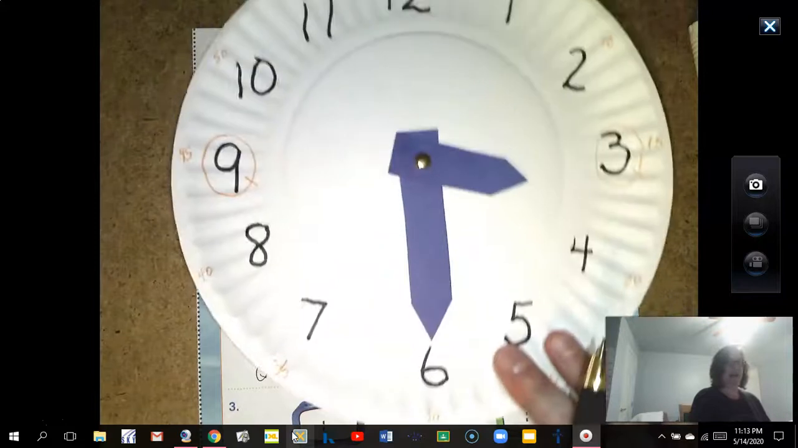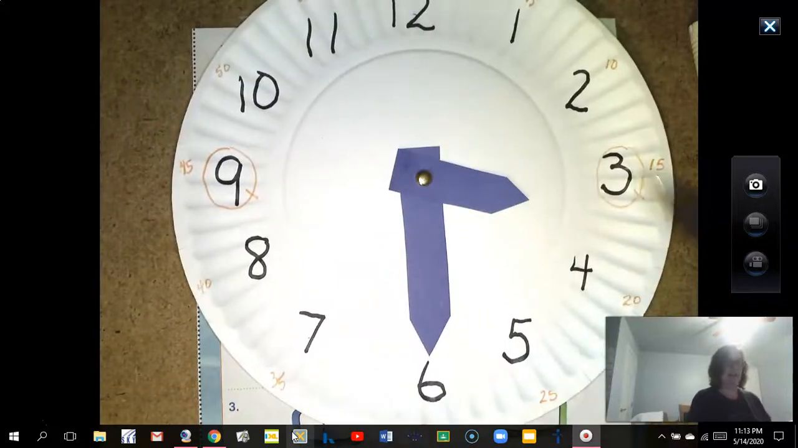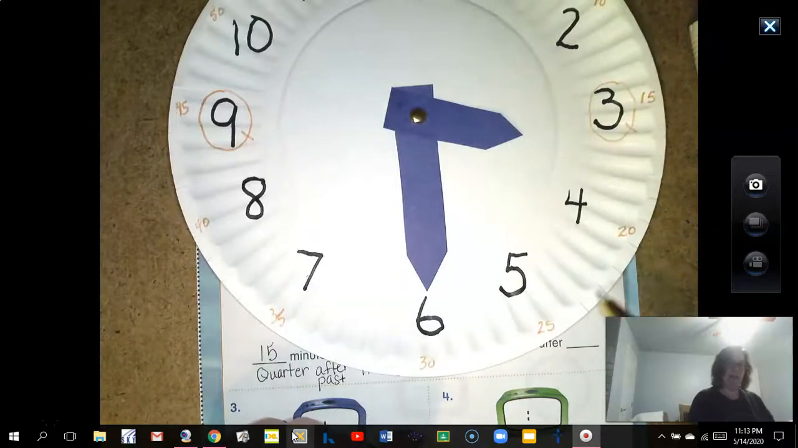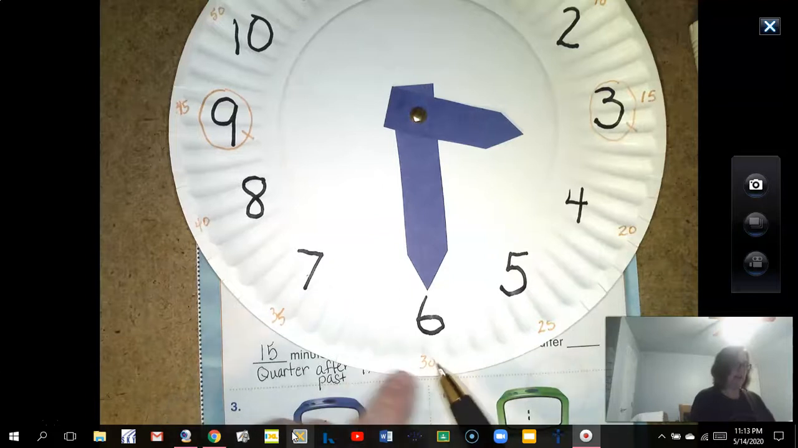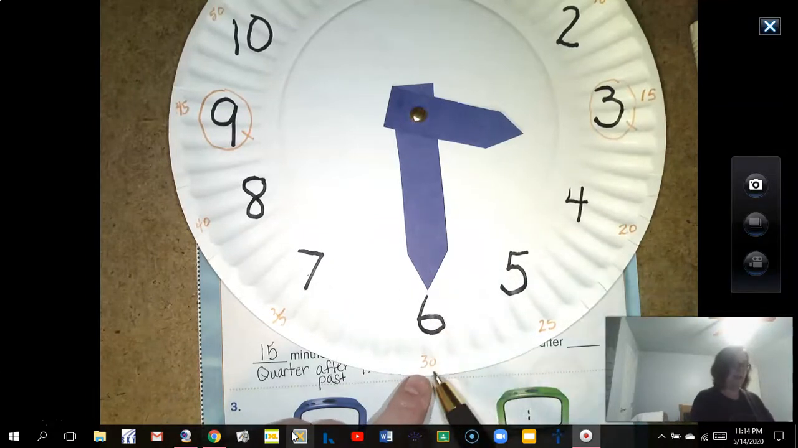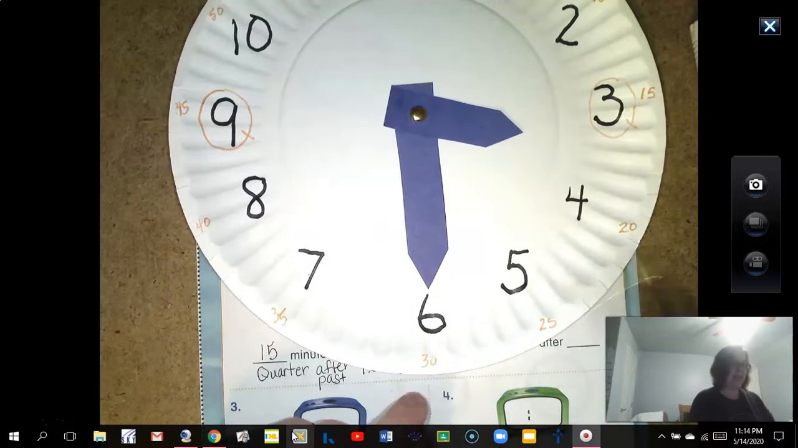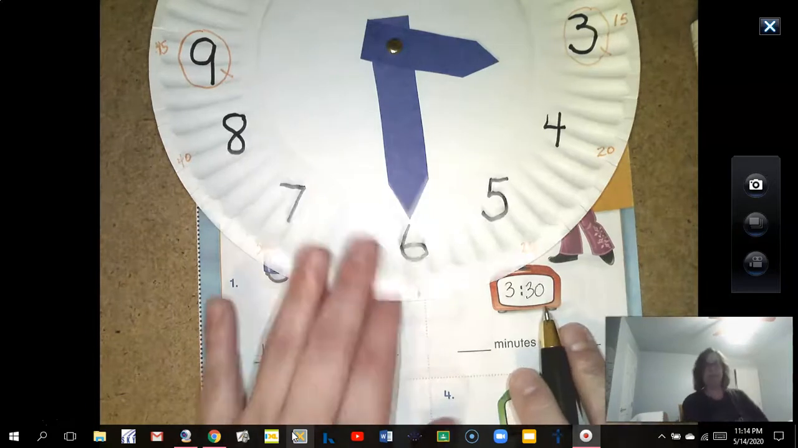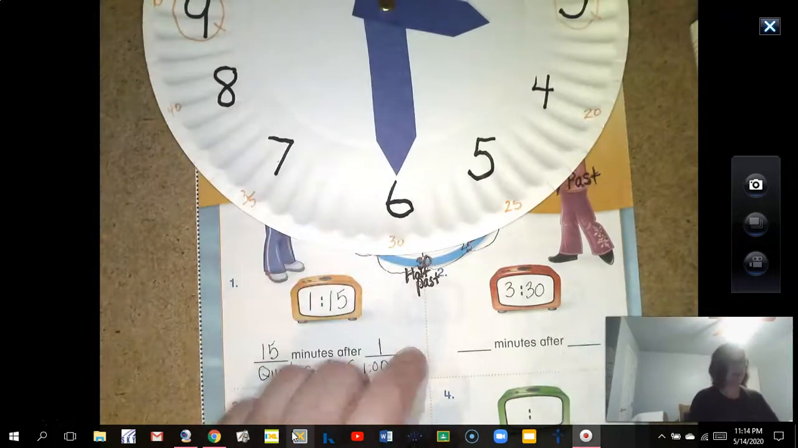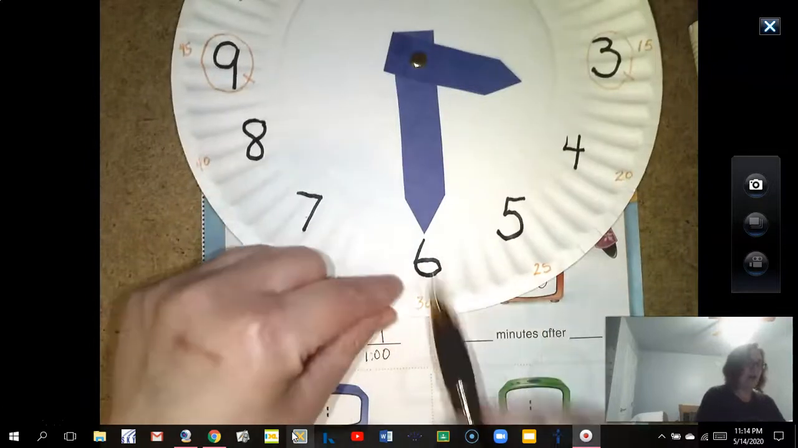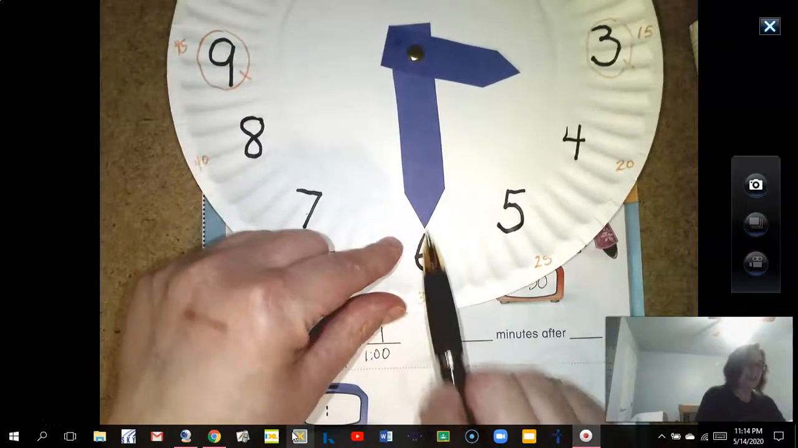And I'll go back and let's look at the minutes. Well, I already used my clock and I put in orange the little minutes over here, counting by 5s. So when I'm down here, which is where the minute hand is pointing, right on the 6, it's 30 minutes. Okay, it's 30 minutes, so I can put 3:30 here.